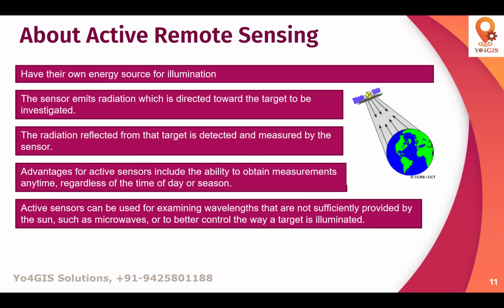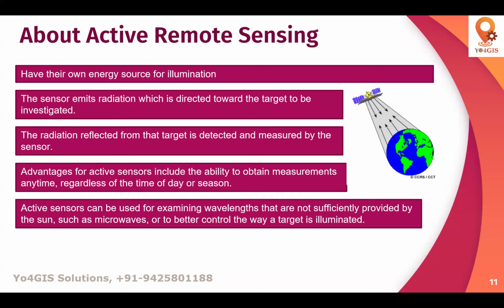Anytime we can collect. Active sensors can be used for examining wavelengths that are not, that I will explain to you later. But here the most important thing is what? The most important thing is that active sensors are very costly. Active sensors are very costly. Because of that reason, people are always using the passive sensor only.